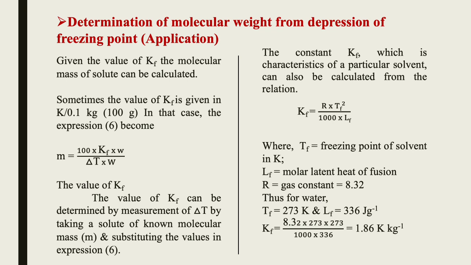For water we know the freezing point is 0 degree Celsius, or 273 Kelvin, and Lf, the latent heat of fusion for water, is 336 joule per gram. If you put all this data in this equation, you will get the final answer 1.86 Kelvin per kilogram. That is the value of Kf.